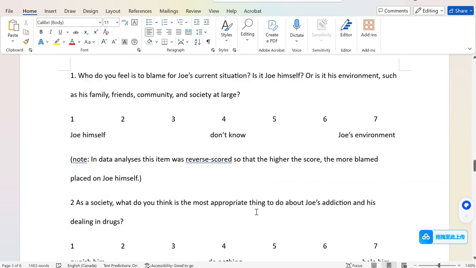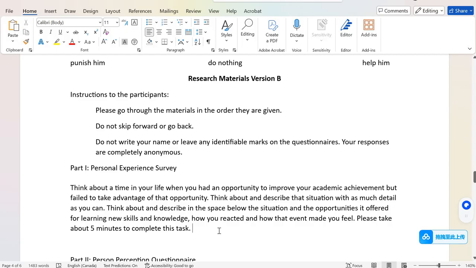In version B, the participants thought about their personal deficit or personal failure in academic achievement. Both groups suffered a deficit. They experienced a kind of failure, but in different domains. In version A, they thought about failure in their helping: being generous, being helpful, being pro-social, being empathetic. But in version B, they thought about a personal failure in academic achievement.